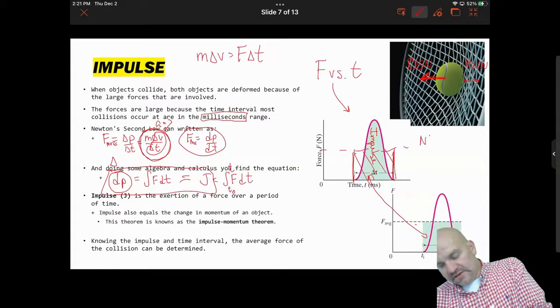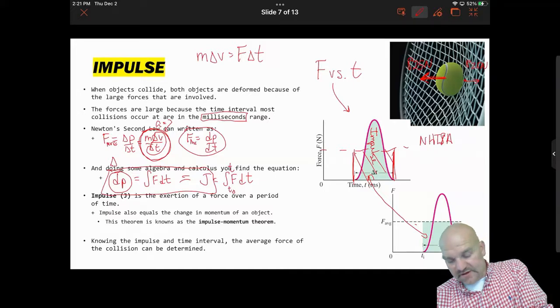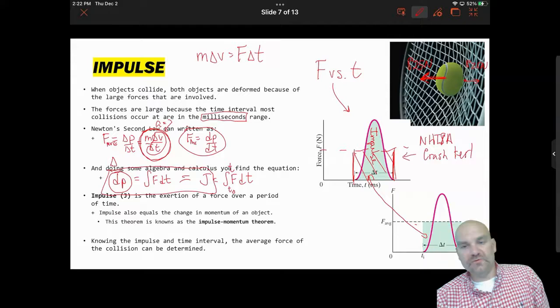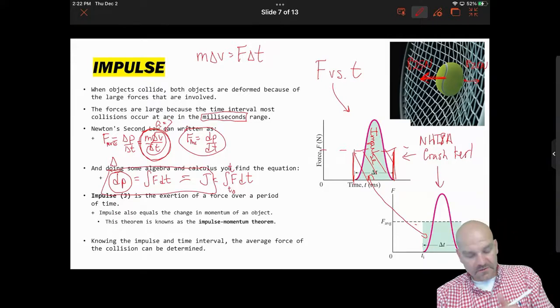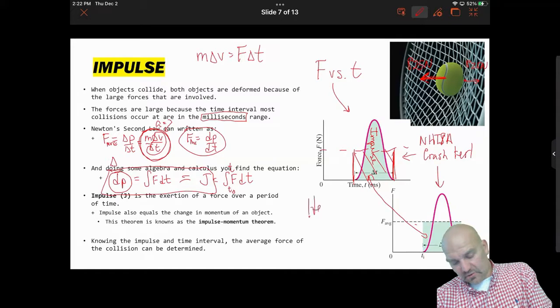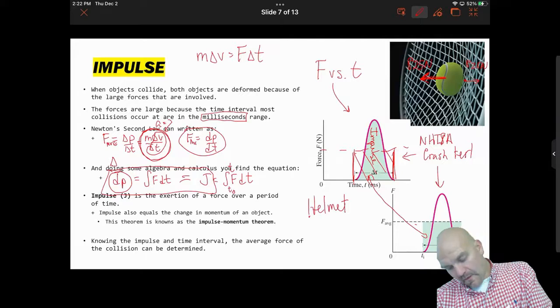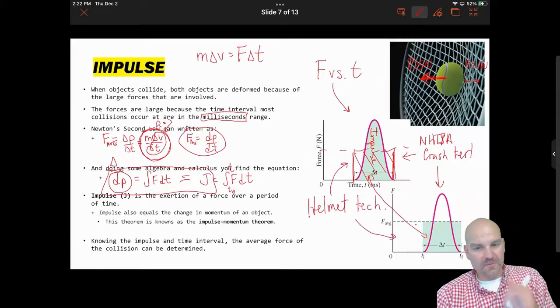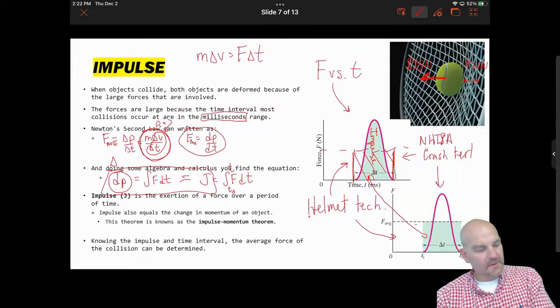If you go to NHTSA, the National Highway Traffic Safety Administration, they have crash test data in which they show these graphs, which allows them to tell you which one is the safest car. Also, helmet technology in sports, bike riding, skateboarding and all that is a direct application of the impulse momentum theorem, or impulse force time graph scenarios.